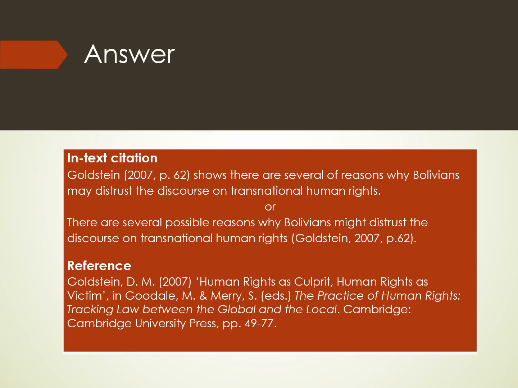And then in our reference list, we have all of the information that's required so that our reader, if they choose to, can go and locate this source where it is. So we have the author of the chapter, Goldstein, the title of the chapter, Human Rights as Culprit, Human Rights as Victim, in Goodale M. and Mary S. editors, The Practice of Human Rights, Tracking Law Between the Global and the Local. And again, the title of the book is in italics. So again, just paying attention to the formatting requirements of different parts of the bibliographic information that's required of each source.